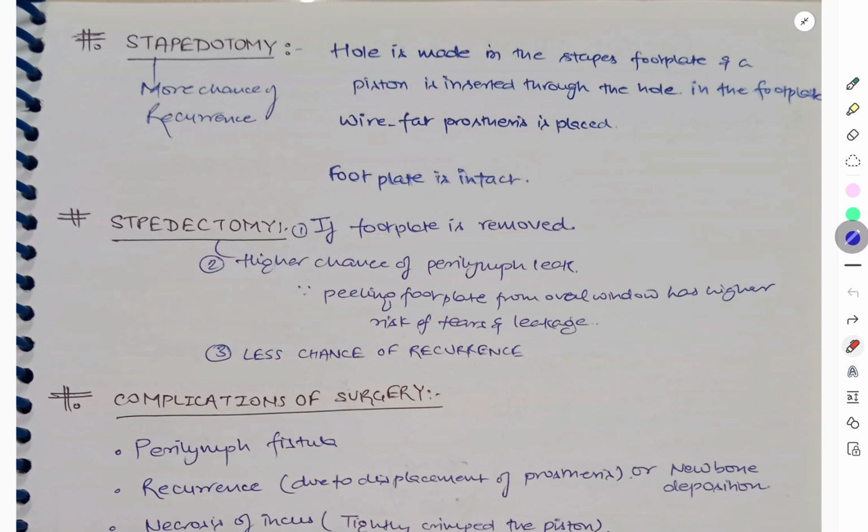Here the whole thing is removed. While removing the footplate, suppose it is attached to the oval window, there will be some micro tears, and high chances of perilymph leakage. Due to peeling of the footplate from the oval window there is a higher risk of tears and leakage, but there is less chance of recurrence, so stapedectomy is more preferred than stapedotomy.